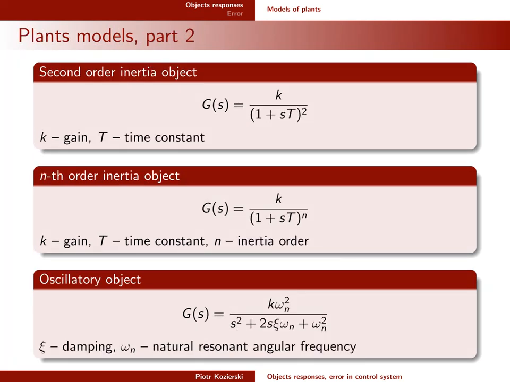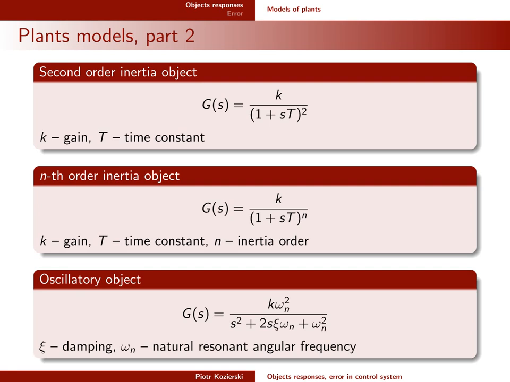The second-order inertia object, shown at top, is similar to the 2 inertia object, but differs from it in that here the two time constants are assumed to be the same. Subsequent example is the nth-order inertia object, where the inertia in the denominator is raised to the nth power. There is also a new parameter, that is the inertia order.